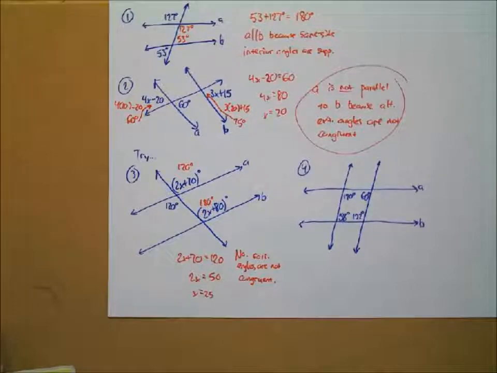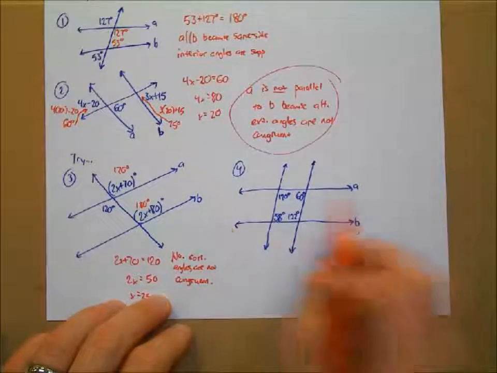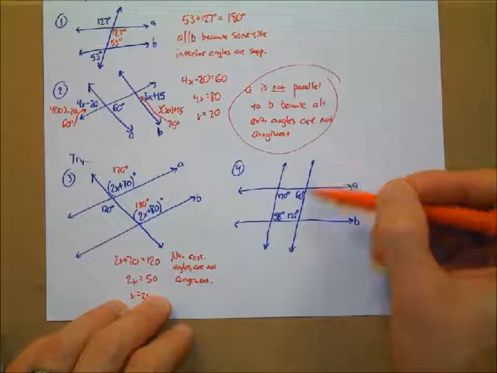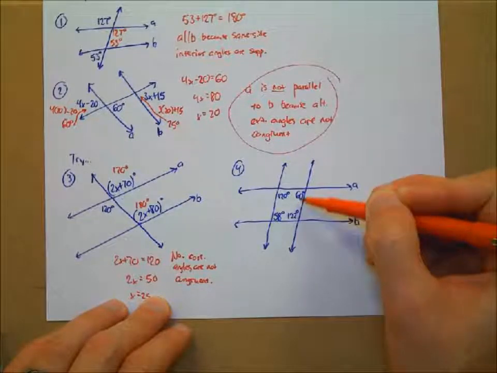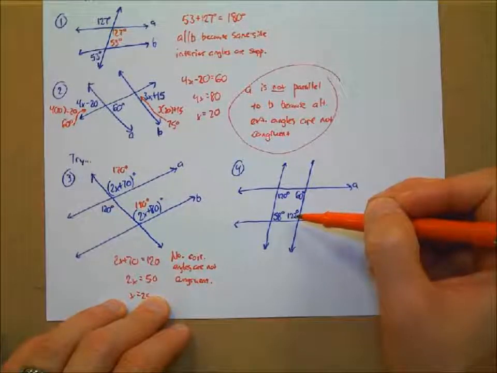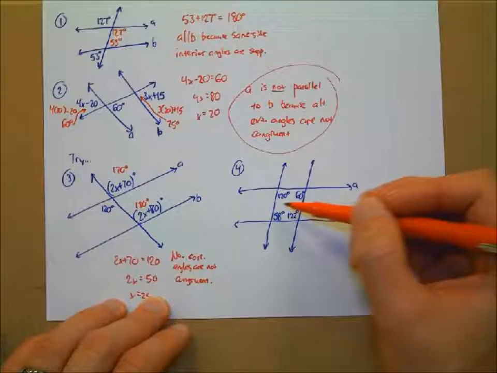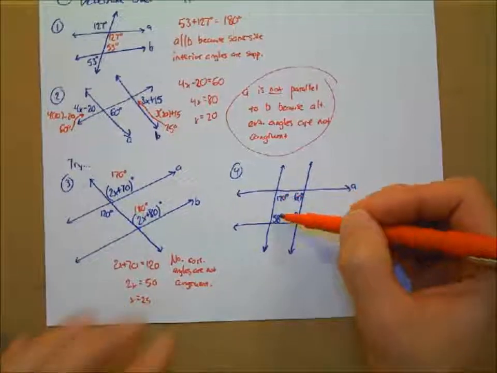How about number 4? Are A and B parallel? Here's A, here's B, crossed by a transversal. 60 and that 122, what should they add up to? Yeah, they add to 182. They should add to 180. So A and B are not parallel.